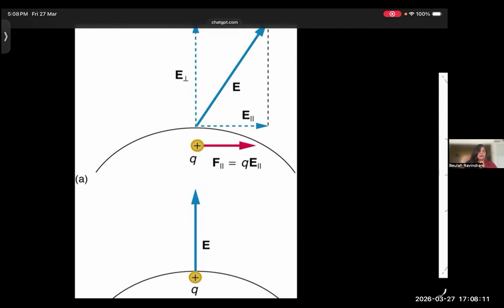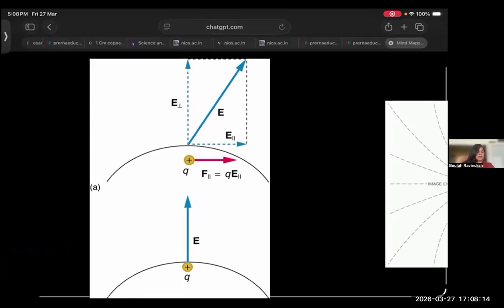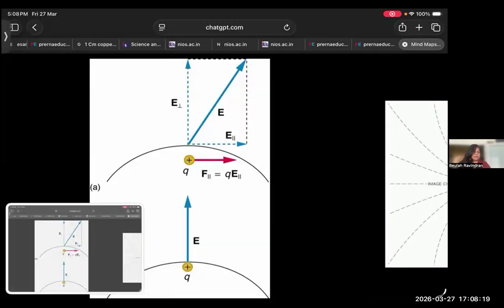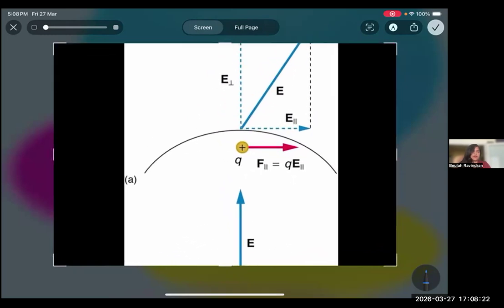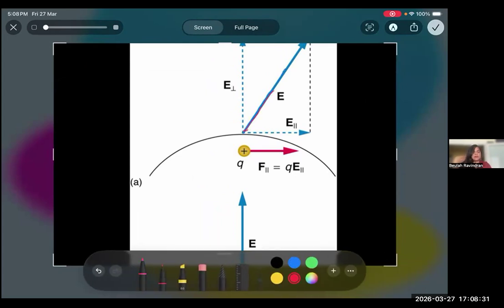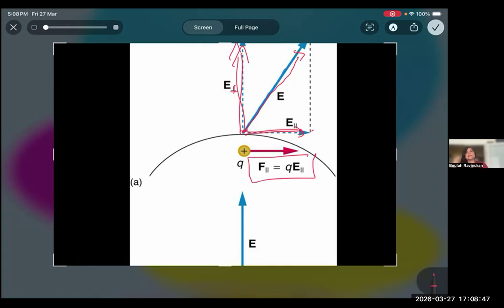If it is perpendicular, you have to take it from this. If you consider the electric field forming an angle, like this along the surface, then you have to construct components. One is the perpendicular component, another one is the cos theta component, or parallel component, we can say. So the parallel component is Q into E. The perpendicular component is the one that matters. So this is what we can say: the electric field is always perpendicular to the surface.